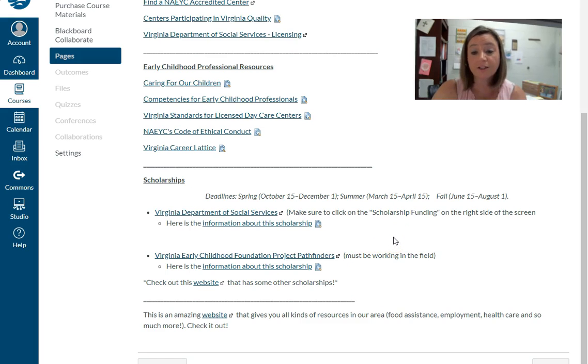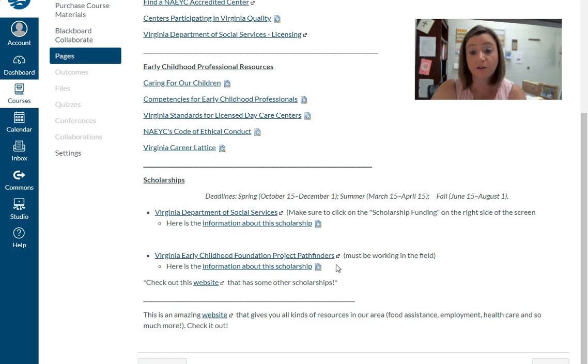The second scholarship that is available to early childhood students is through the Virginia Early Childhood Foundation, and it's called the Project Pathfinder Scholarship. The only caveat with this is that you have to be working in the field. So if you are, then you have the opportunity to take advantage of both of these scholarships. This one is fantastic because not only does it pay for 2 classes a semester, but it also pays for textbooks. And there is no cap on it.